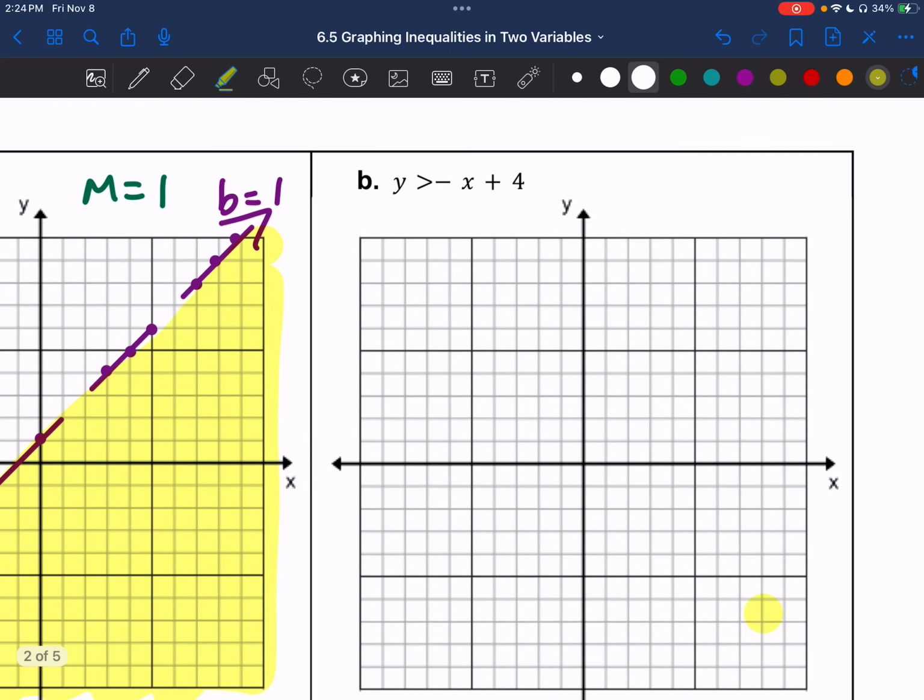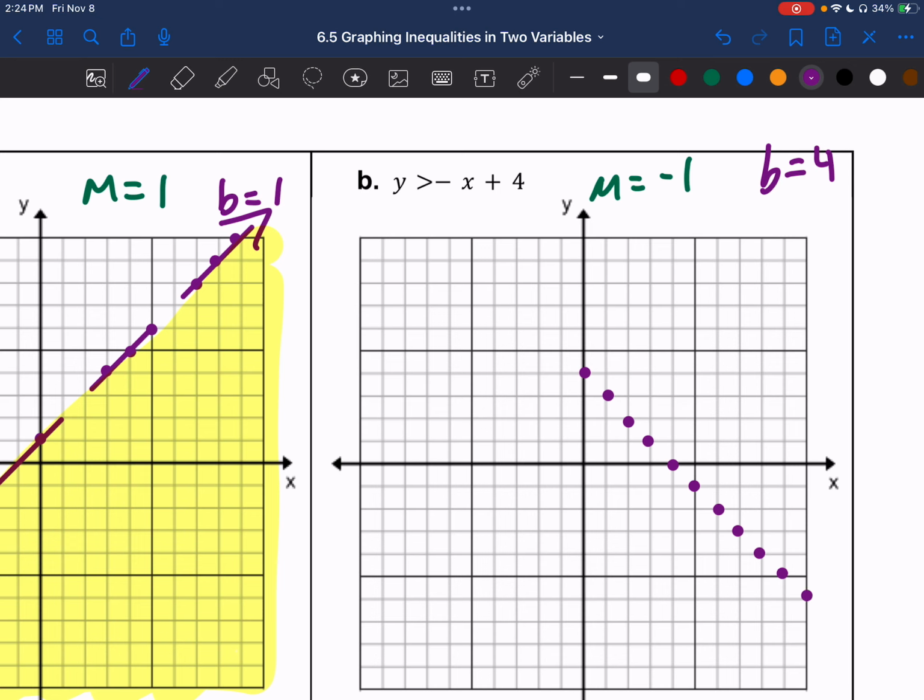So, let's look at letter B. My slope is going to be -1. My y-intercept is 4. So we start off with a point at 4, and my slope is -1. So I'm going down 1 and to the right 1 with each step that we take.